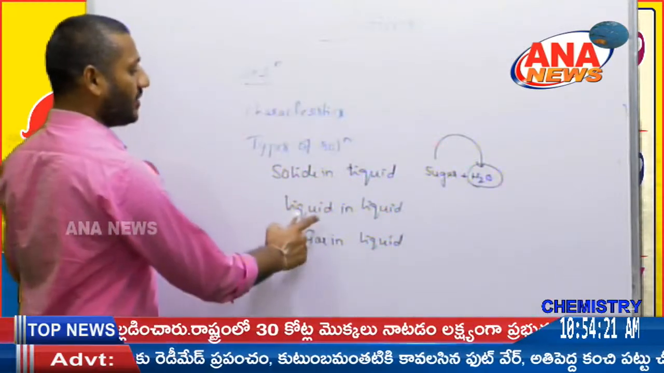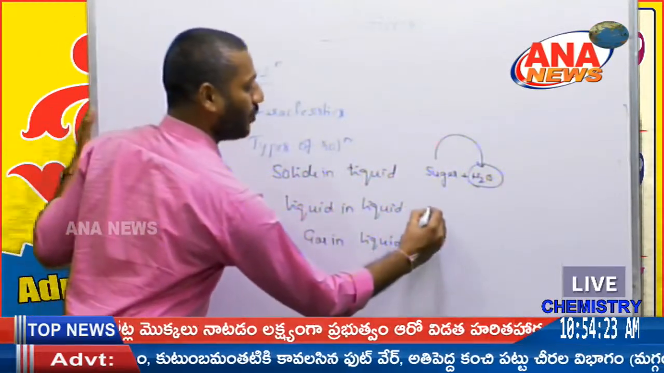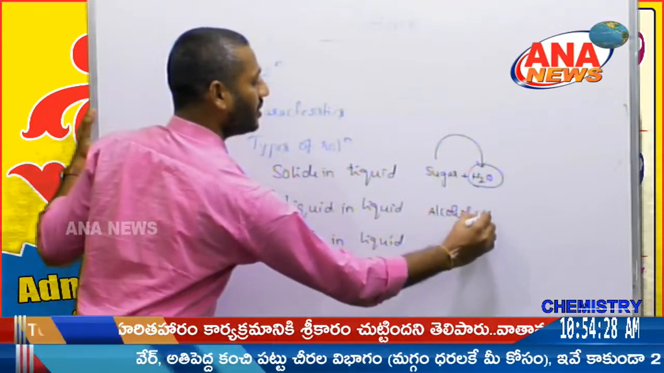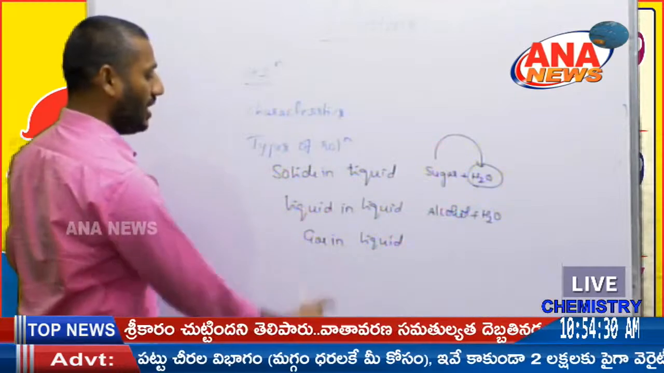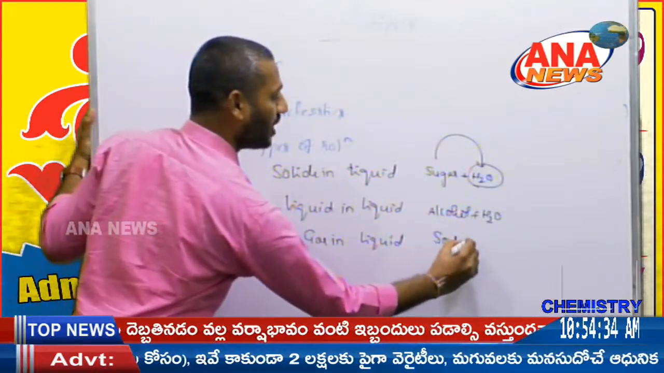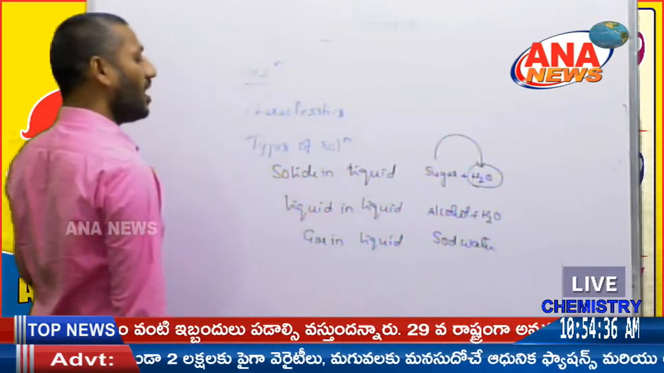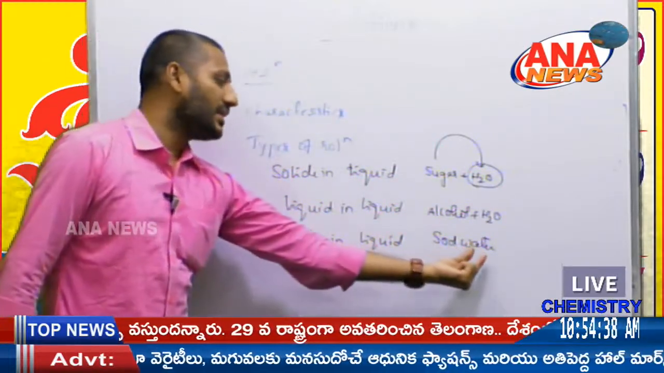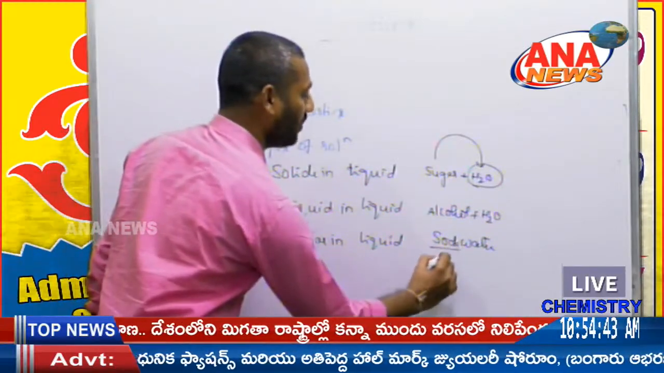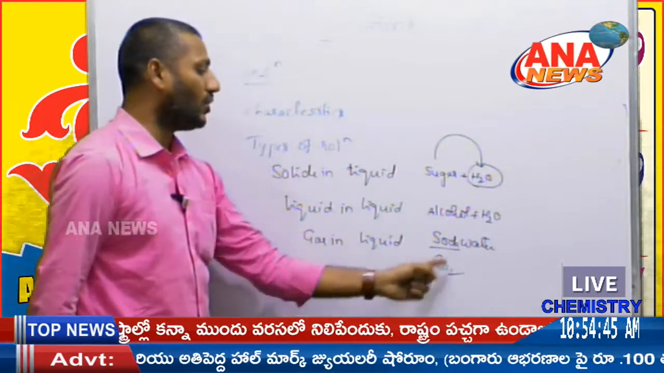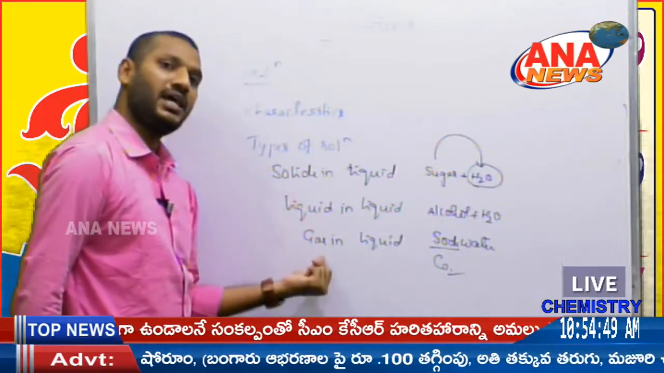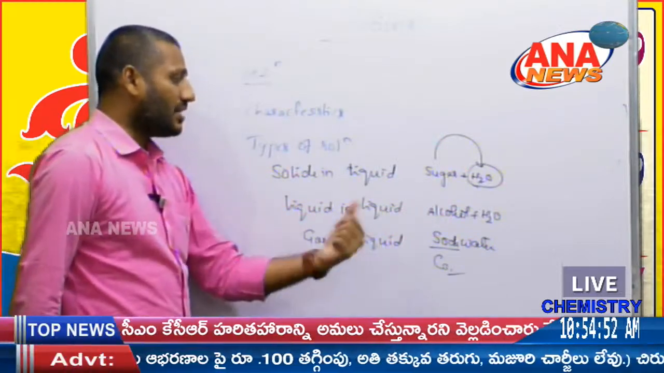Liquid in a liquid, an example is alcohol in water. This is also one of the examples. Gas in a liquid, the best example is soda water. In soda water, water is treated as the solvent, and the soda is nothing but CO2. So CO2 in water is in a lesser proportion. That's why it is the solute, and water is the solvent.